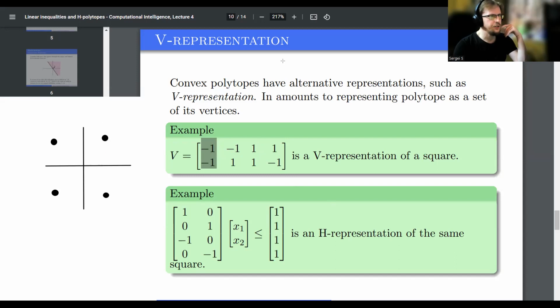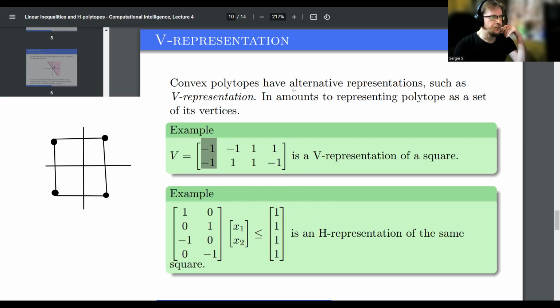So there, and what you're supposed to do after is find the convex hull of them. The convex hull is all linear combinations of those points. And that is the V representation of the square. You can also write the same square with the H representation. For example, here, this is an H representation.